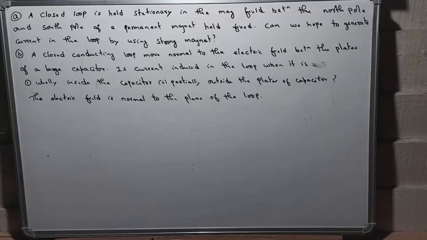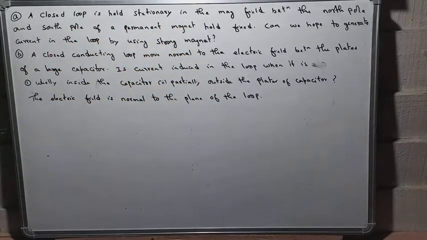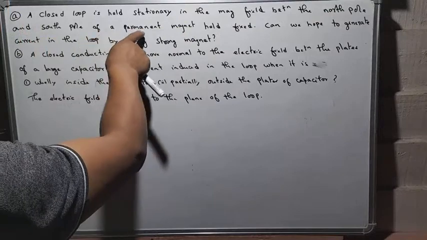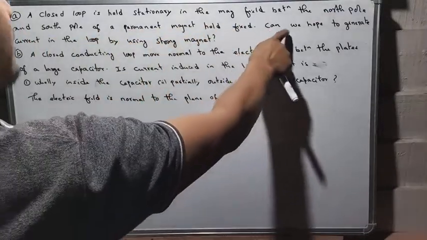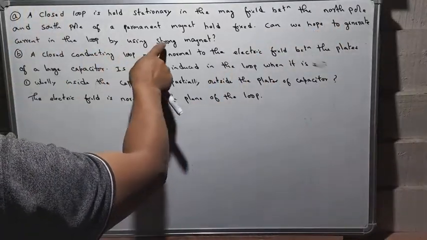Okay, this is a problem which came in the board exams in the year 2020. So let us read out the question. A closed loop is held stationary in the magnetic field between the north pole and south pole of a permanent magnet held fixed. Can we hope to generate current in the loop by using a strong magnet?